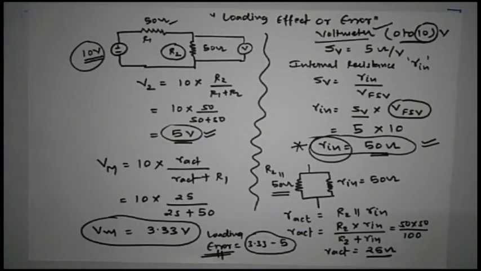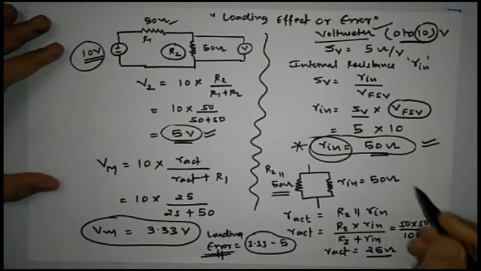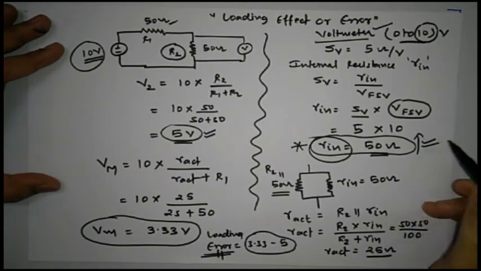Now in order to overcome this particular error, what we need to do? We need to increase the magnitude of this internal resistance.